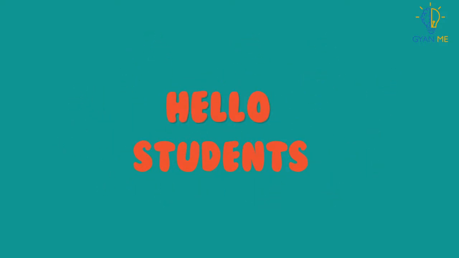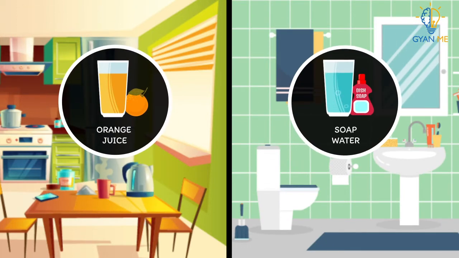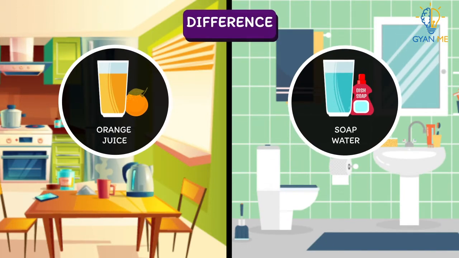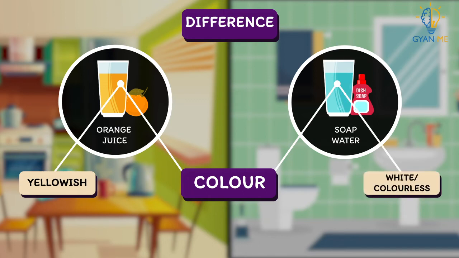Hello students. If we are given orange juice or soap water, and if we are asked to list out differences between them, will we be able to do that? Perhaps the list begins with difference in color. Maybe orange juice is yellowish and soap water is white or colorless sometimes. The list may increase with difference in appearance and so on.